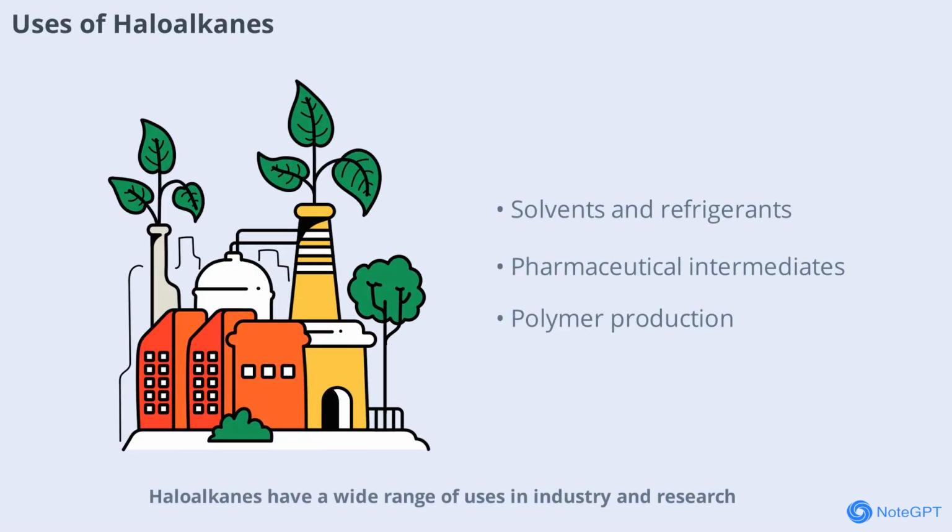Haloalkanes have a wide range of uses in industry and research. They serve as solvents, refrigerants, and intermediates in the synthesis of pharmaceuticals and agrochemicals. Some haloalkanes are used as anesthetics, while others are important in the production of polymers and plastics. Their reactivity and versatility make them valuable in many chemical processes.